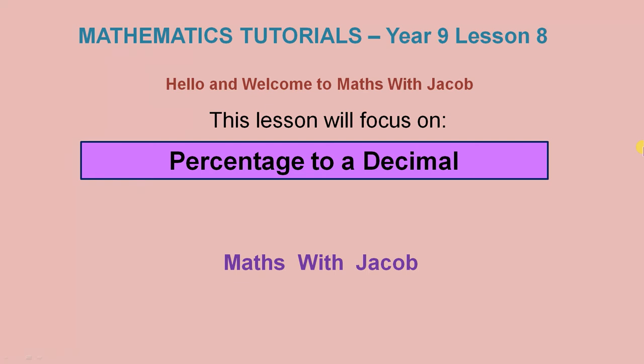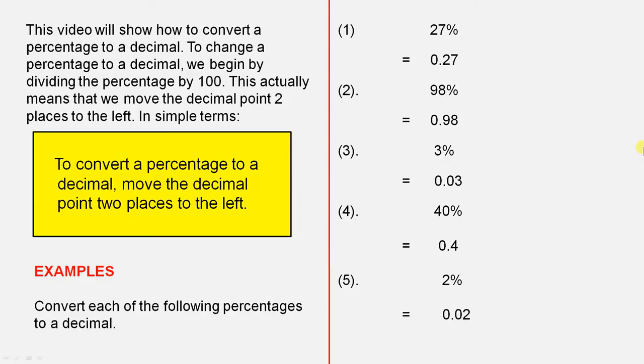This lesson will focus on percentage to a decimal. This video will show how to convert a percentage to a decimal. To change a percentage to a decimal, we begin by dividing the percentage by 100. This actually means that we move the decimal point 2 places to the left. In simple terms, to convert a percentage to a decimal, move the decimal point 2 places to the left.